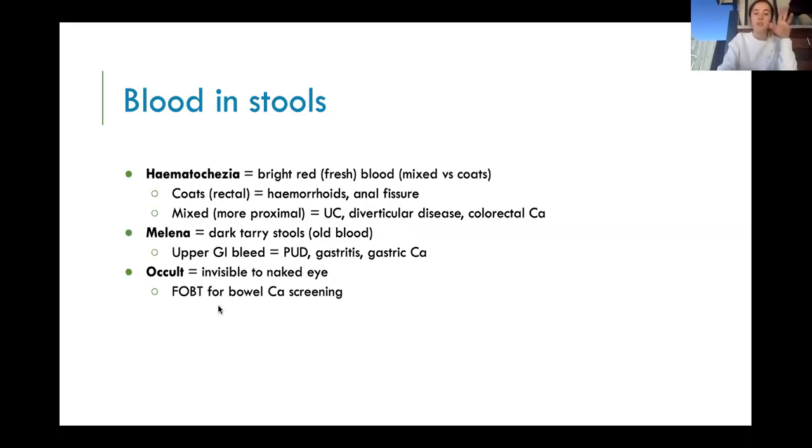And if it's invisible, that's called a fecal occult blood test, which they do as a screening test for bowel cancer. But basically, if it's bright, it's further down, closer to the rectum. If it's dark, it's an upper GIT problem.